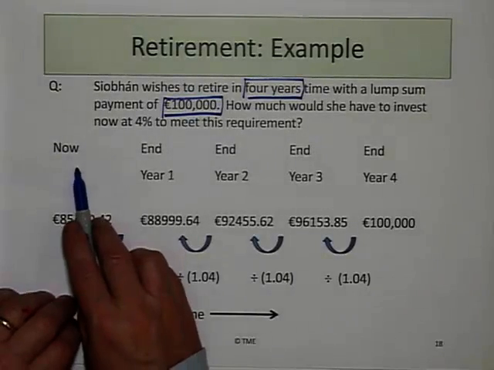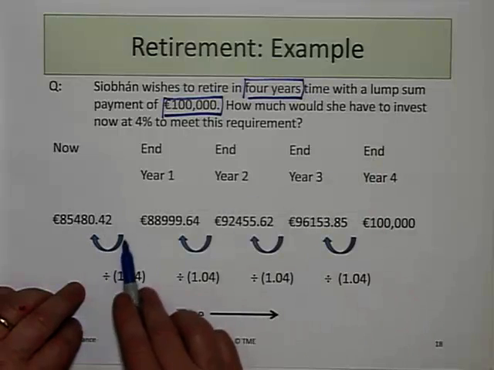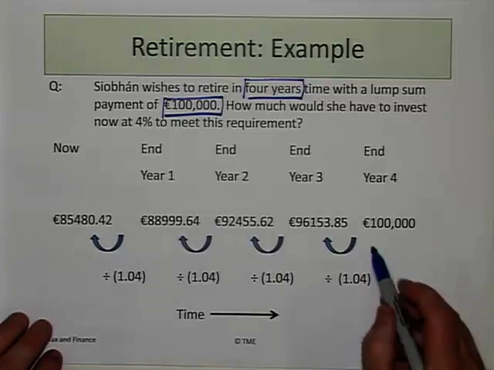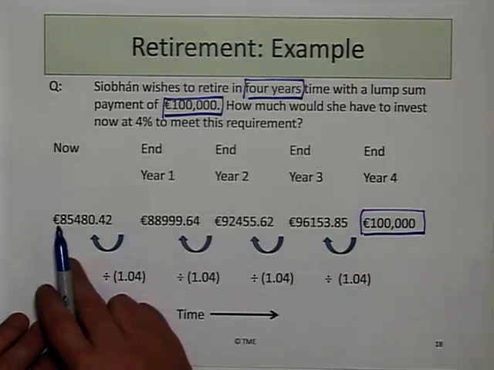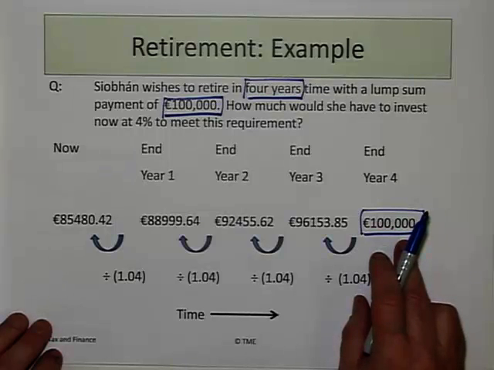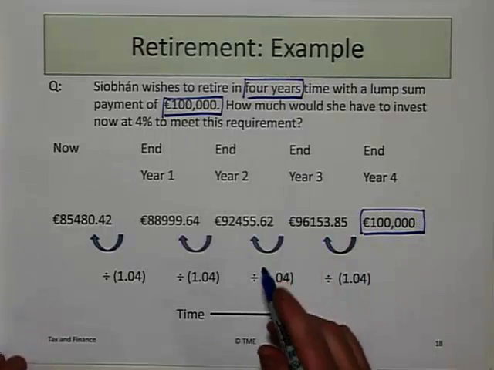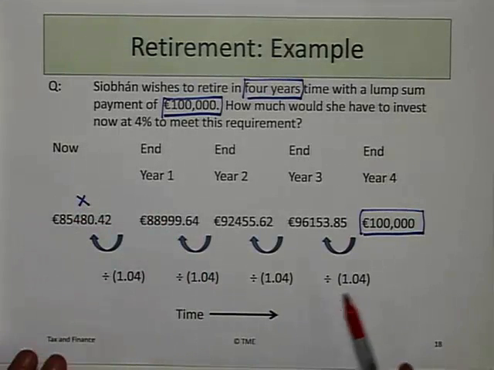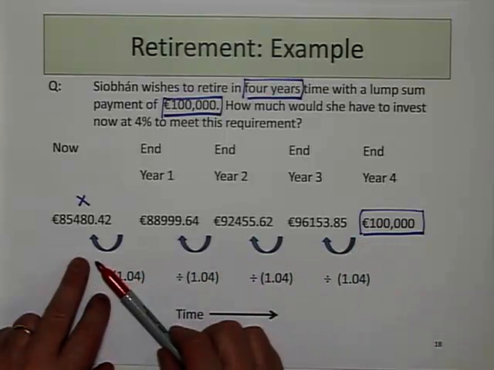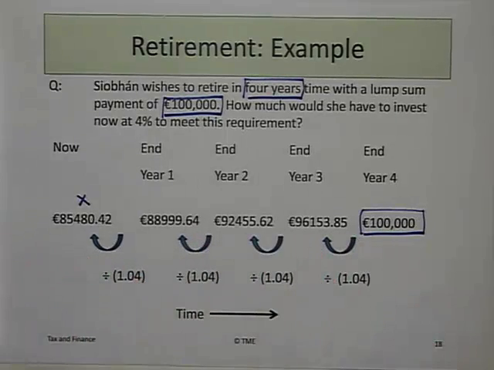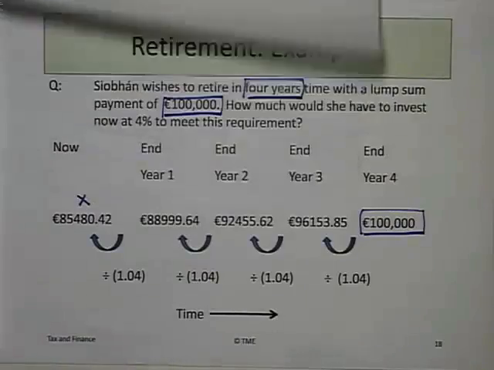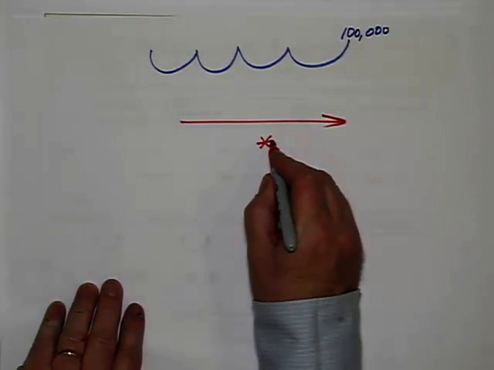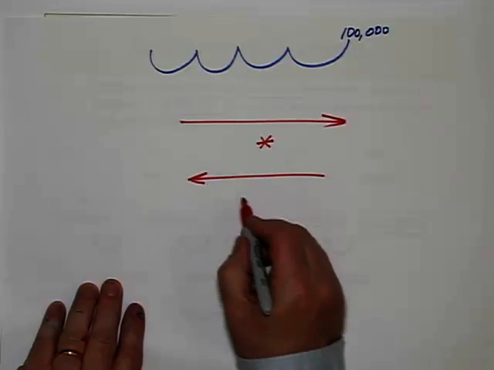Well, here's now, and here's the end of year 4. And we've got 1, 2, 3, 4. But she wants 100,000 at the end, not at the beginning, but at the end. And she wants to figure out how much she puts in now, and that might be X. But to get 100,000, she doesn't need 100,000 just now because the numbers will be getting bigger. And we've always seen that as we move forward, we multiply. But if we move back, we divide.